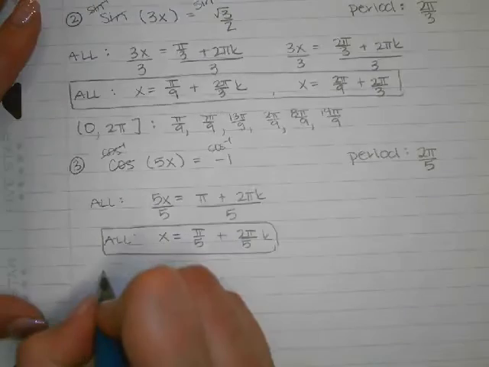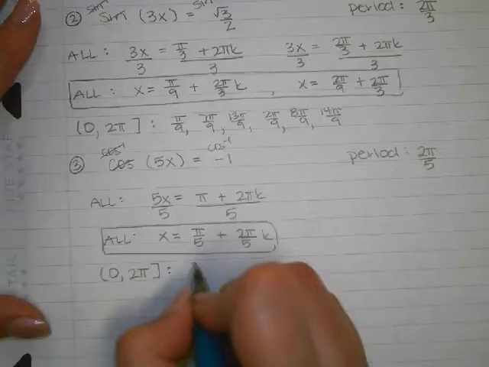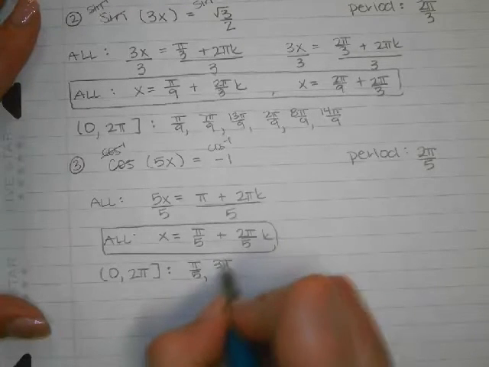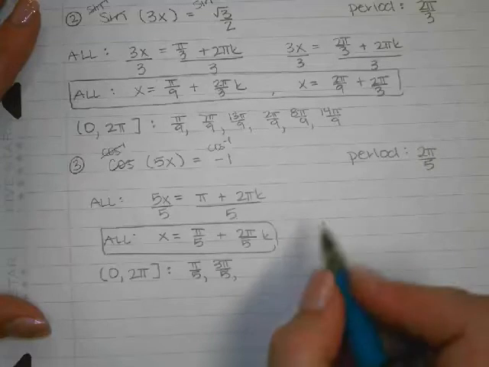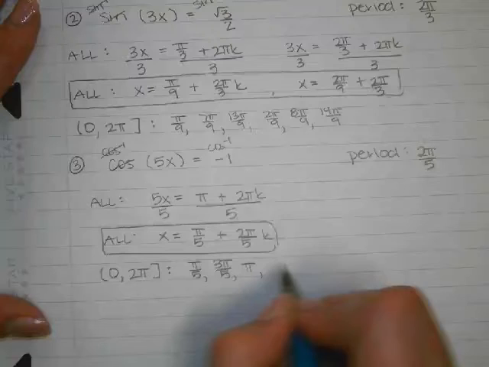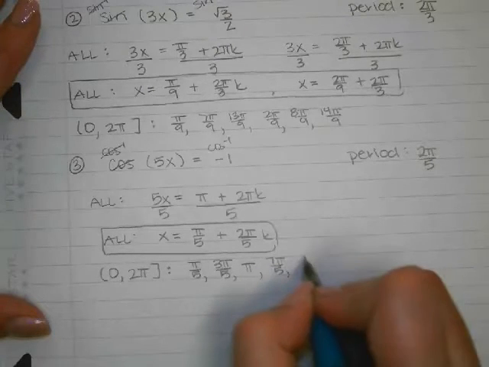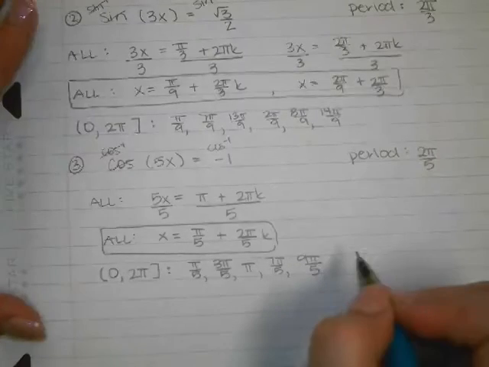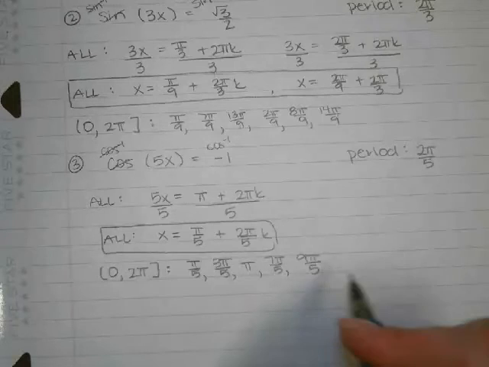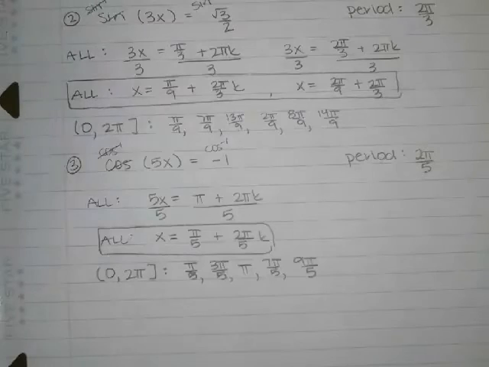If I wanted my answers for 0 to 2 pi, then I'd say my first one is 1 fifth, plus 2 fifths would be 3 fifths, plus another 2 fifths would be 5 fifths, which is pi, plus another 2 fifths would be 7 fifths, plus another 2 fifths would be 9 fifths. And then I wouldn't go any further than that because plus another 2 fifths would be 11 fifths. And that's bigger than 2 pi, so I don't want that answer.